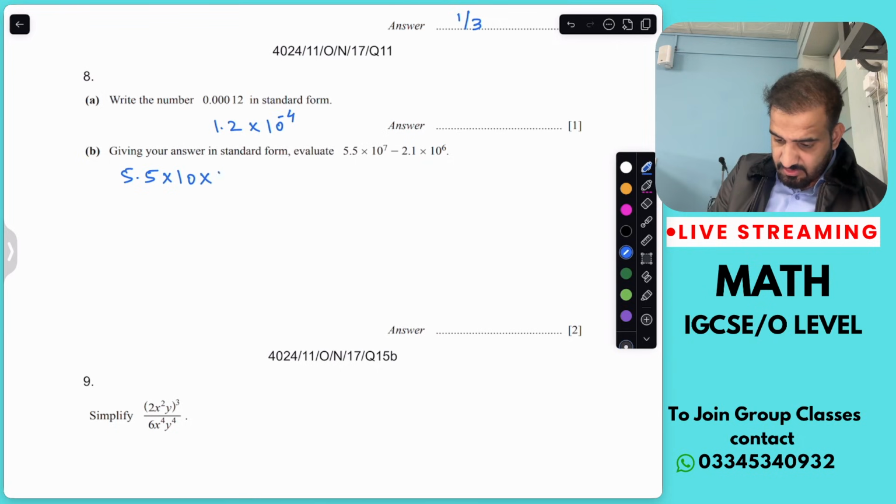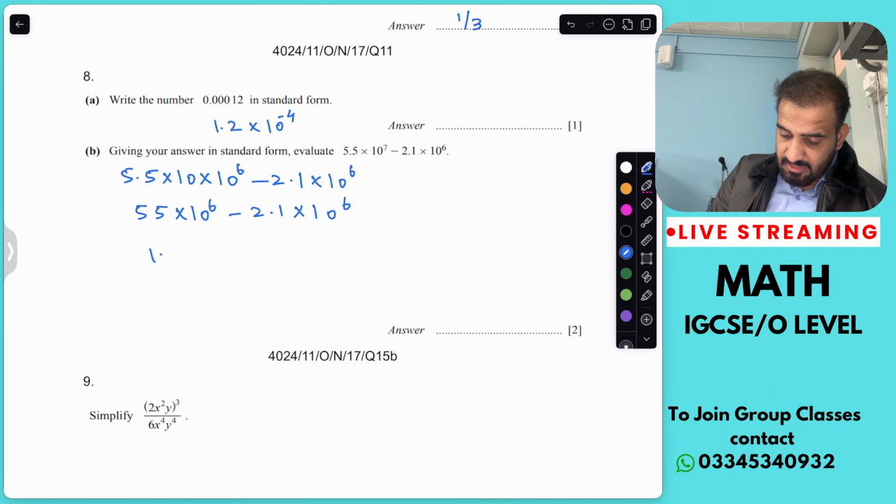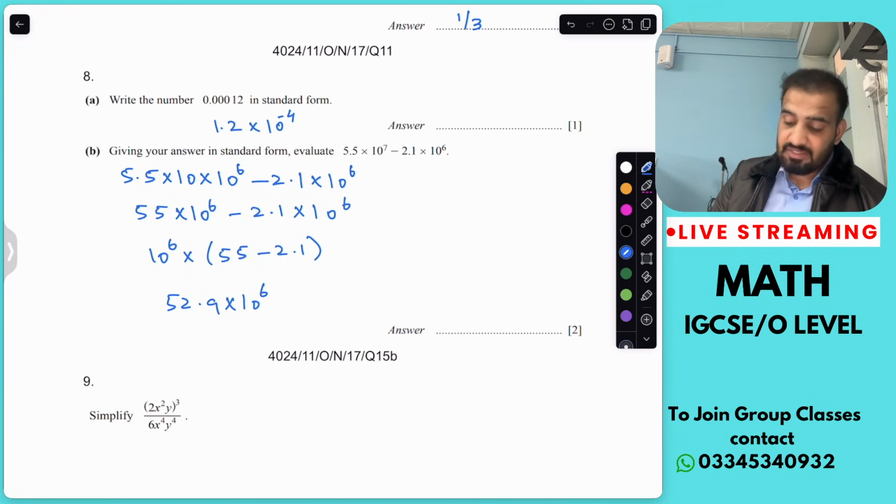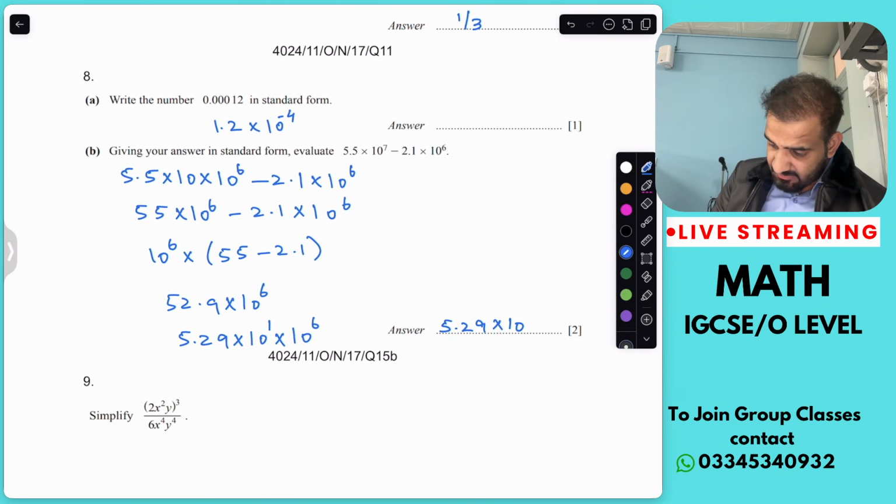Cross 10 raised to power 6 minus 2.1 cross 10 raised to power 6. So 5.5 times 10 is 55 cross 10 raised to power 6 minus 2.1 cross 10 raised to power 6. Now take 10 raised to power 6 common. So 55 minus 2.1, which will be 52.9 cross 10 raised to power 6. Now 52.9 is not in standard form. So bring this decimal to the left side. So it will become 5.29 cross 10 raised to power 1 cross 10 raised to power 6 already there. So it can be further written as 5.29 cross 10 raised to power 7.